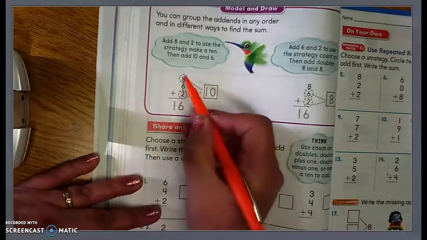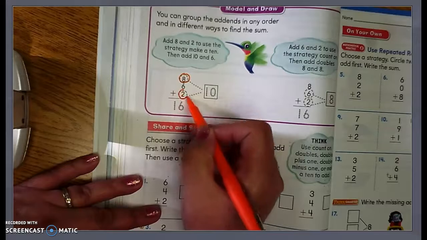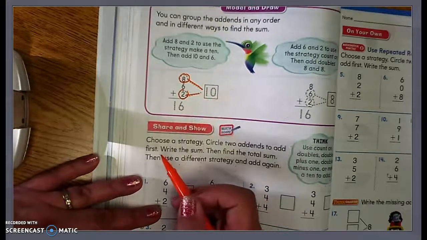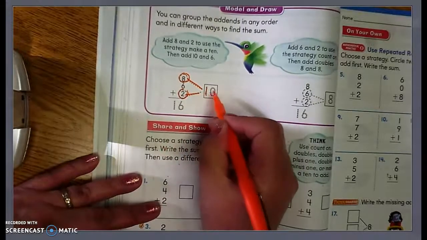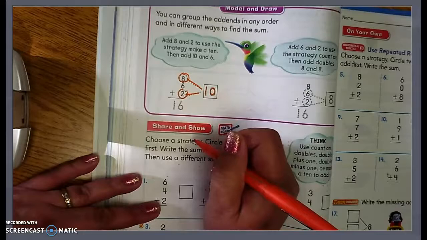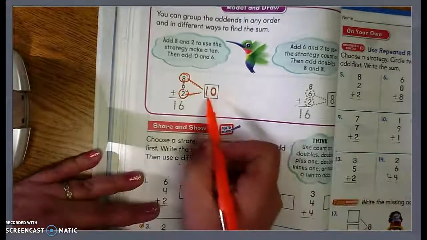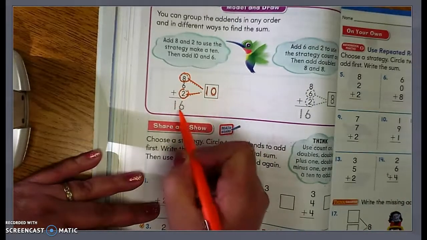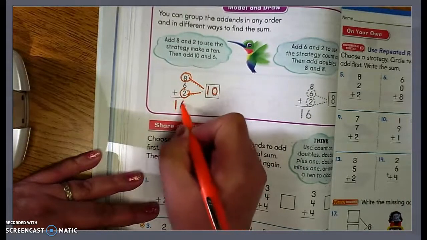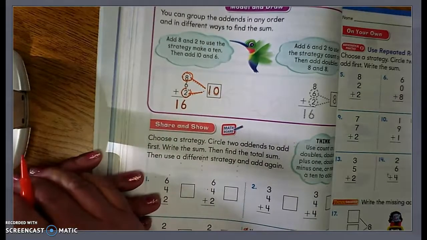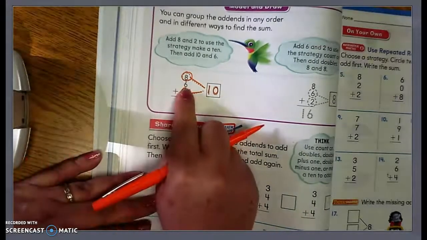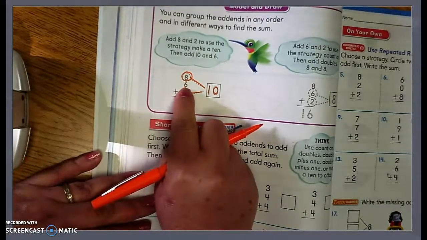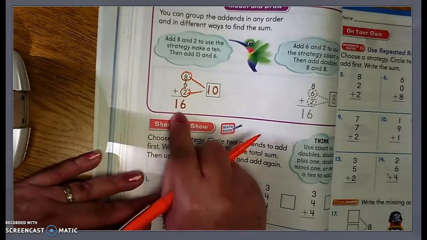So they took the 8 and the 2 and they added those together because we know that 8 plus 2 equals 10. So we know that if we have a 10 and we're going to add 6 more, we're going to have 16. So 10 plus 6, because we still have to add that 6 that's there. We didn't use that one yet, right? And that would equal 16.